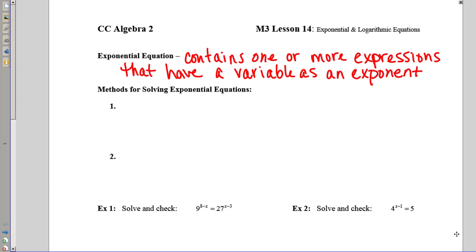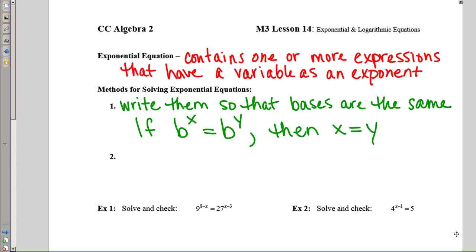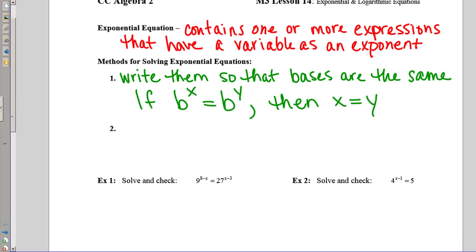The first way is the way that we have already done, and then if b to the x equals b to the y, we know that the exponents can be equated. Okay, and we already spent a decent portion of time solving those.